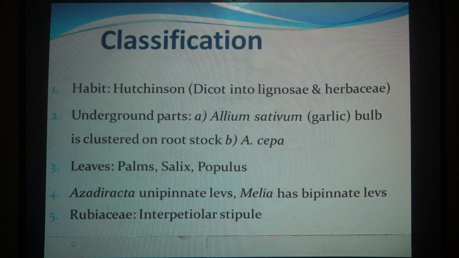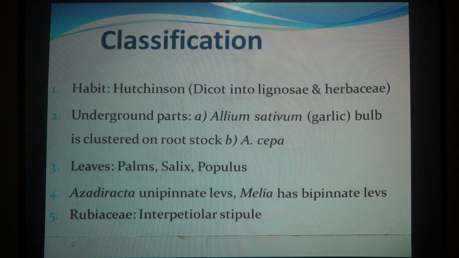Okay, another habit character we can see is that in Pinus, bark characters are used for identification of species. So this is about the habit. Then next one is the underground parts. So the underground part, either it is bulb or root.